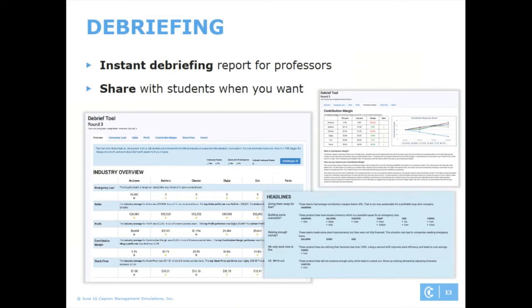Debriefing results is also something that we've drastically upgraded in CapsimCore. This debrief report may be the most valuable of every feature that you come across. After each round, we will automatically generate a debrief report for you. This is based on the round decisions your students have made, and it provides you with a quick look at the results as well as some key historical information on a round-by-round basis. It really puts you in the position to be quickly prepared to talk about student results in your class.